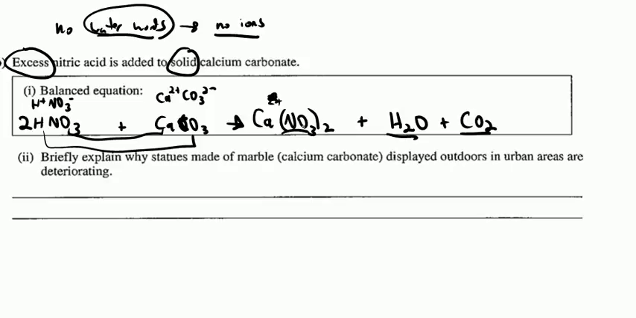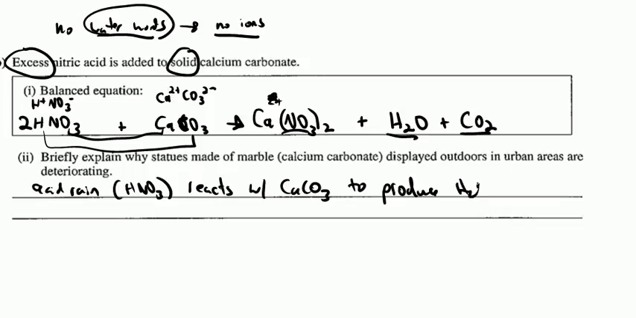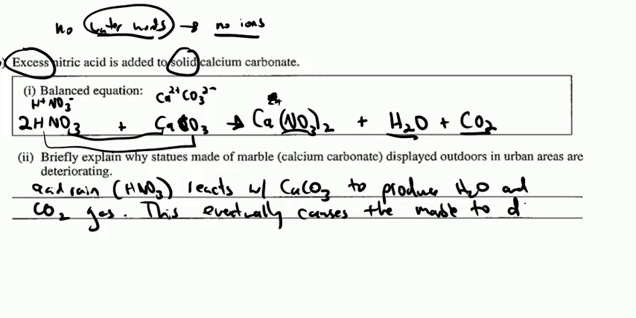I'll briefly explain why statues made of calcium carbonate in urban areas are deteriorating. So simply acid rain, okay, actually a lot of it is nitric acid. So it reacts with the calcium carbonate to produce H2O and CO2 gas. Okay. This eventually causes the marble to disintegrate.